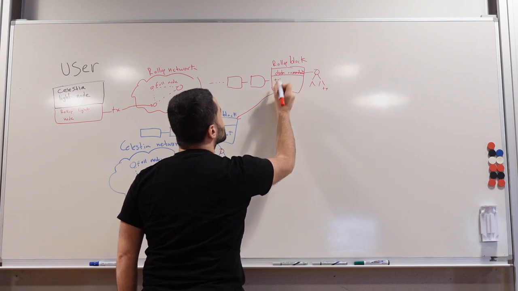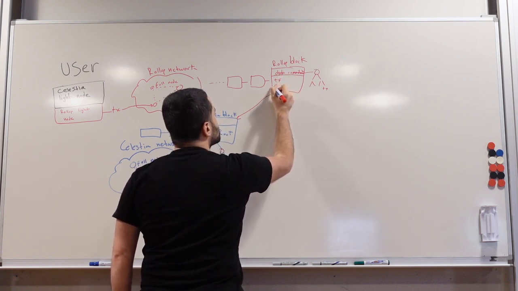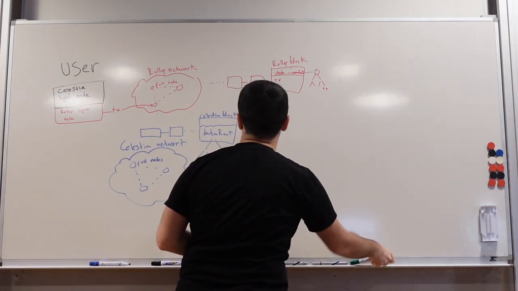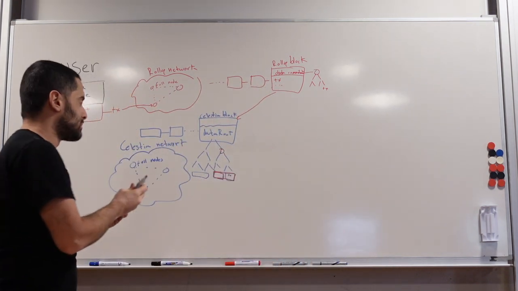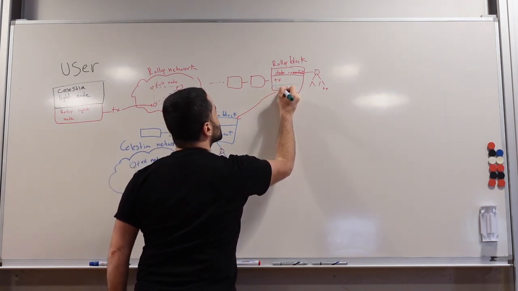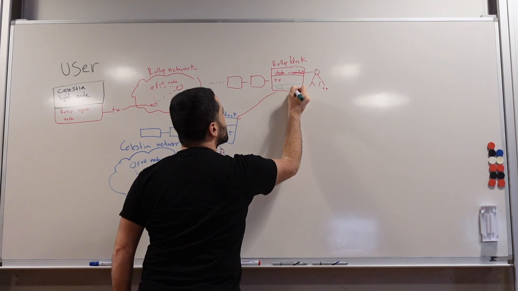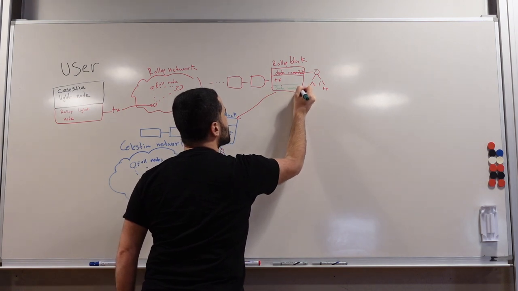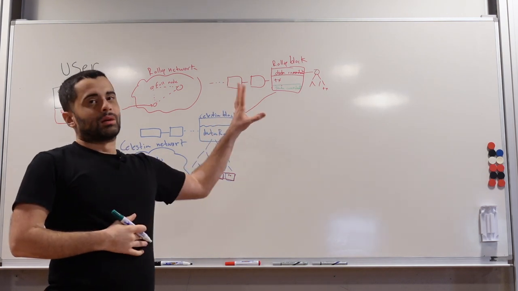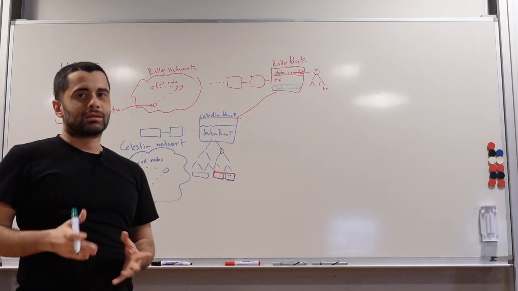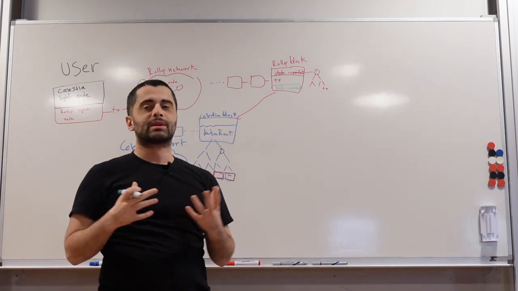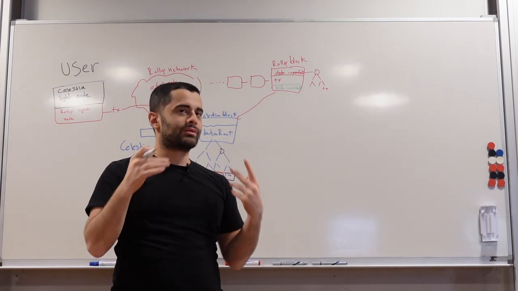I'll do it in a different color to signify that this is the read flow. I'll do it in green. But first of all, what do we mean by state? This is assuming an optimistic rollup. What do we mean by the state of the rollup? By state, we mean an Excel spreadsheet that says what everyone's balance is.